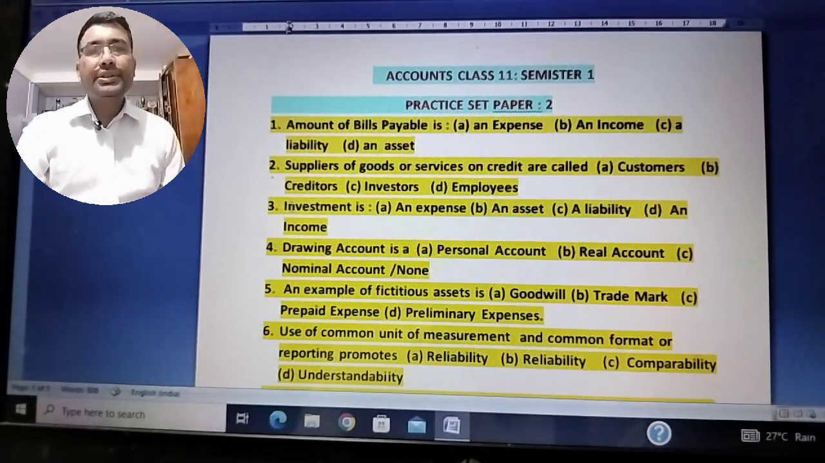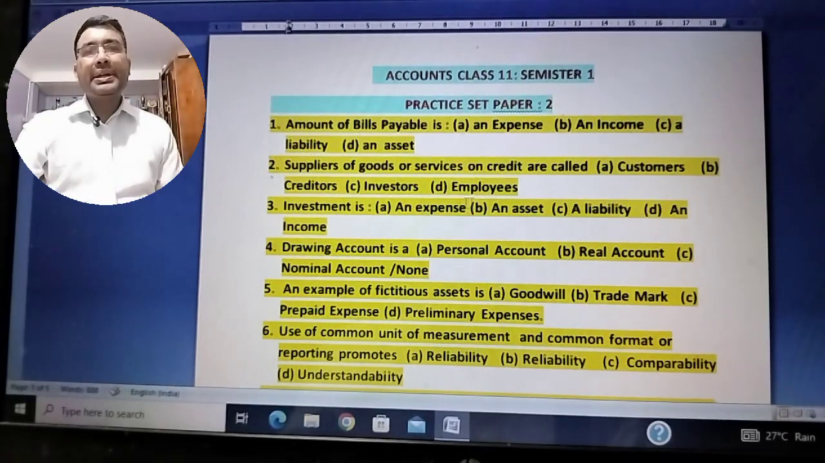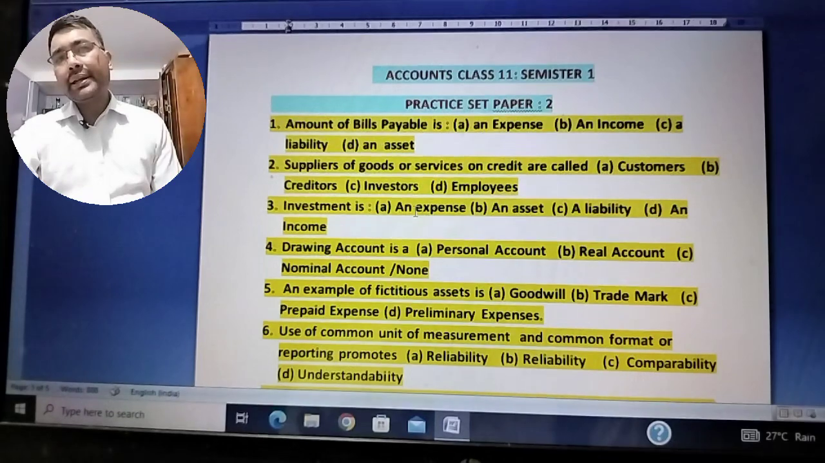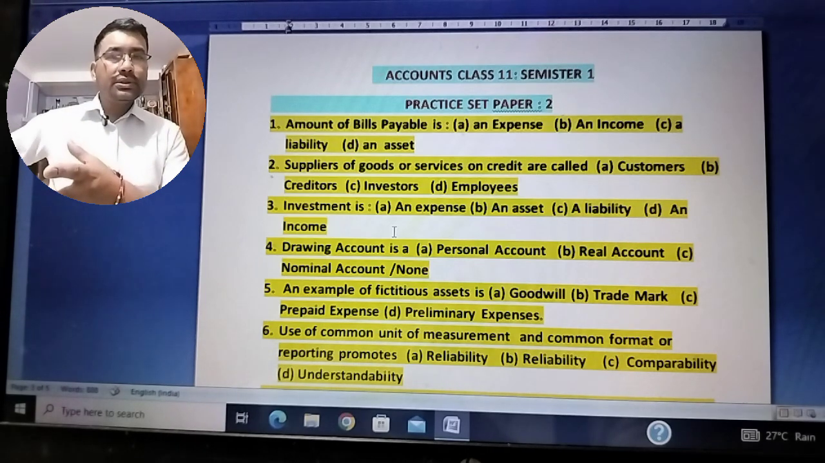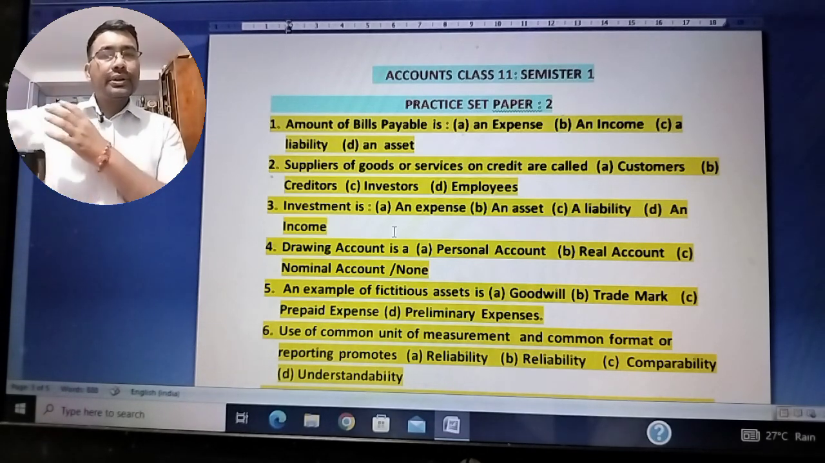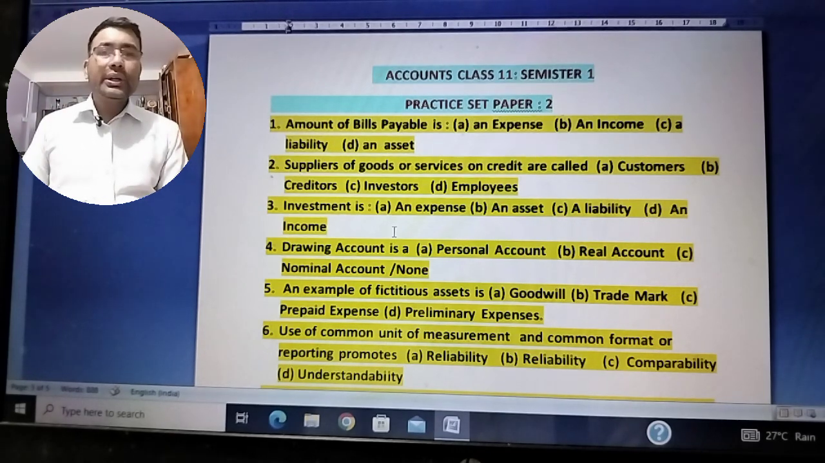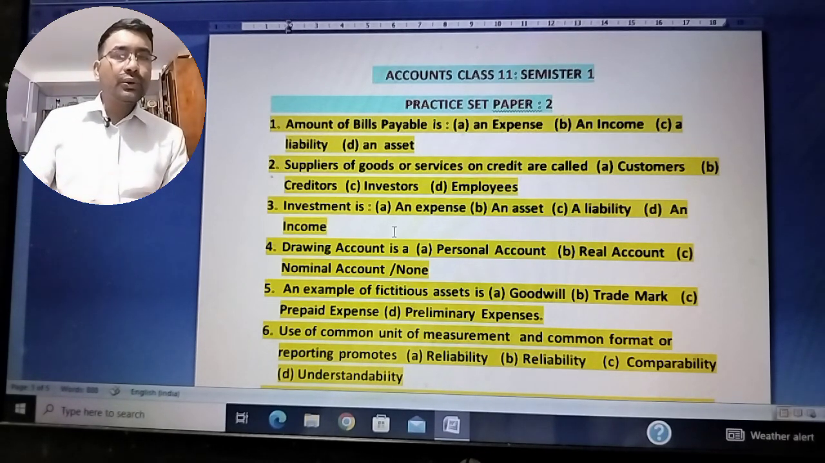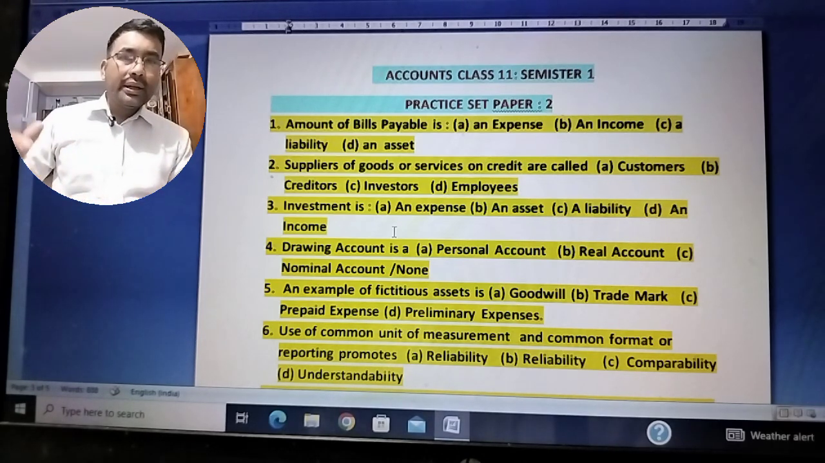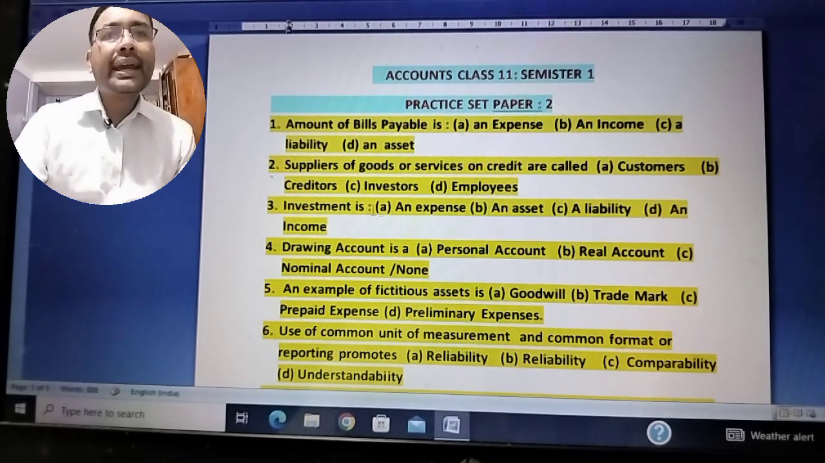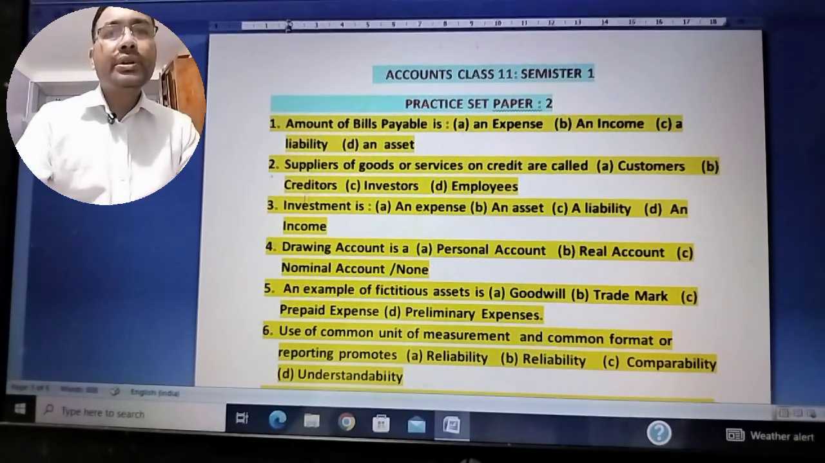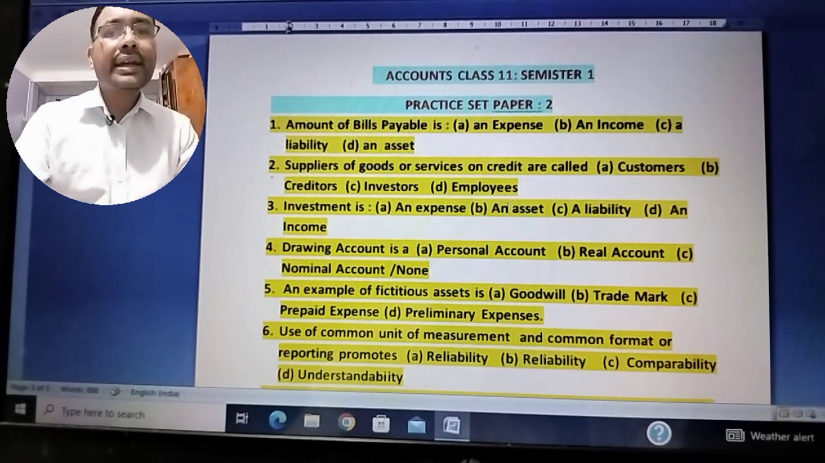B. Number three, investment is an expense, an asset, a liability, or an income. See, what does investment mean? With the hope of making future income, if you invest your amount in fixed deposit or in shares, it is called investment. You are investing today and you will be earning income in coming days. So investment is definitely an asset. So the right answer of question number 3 is an asset. Okay.